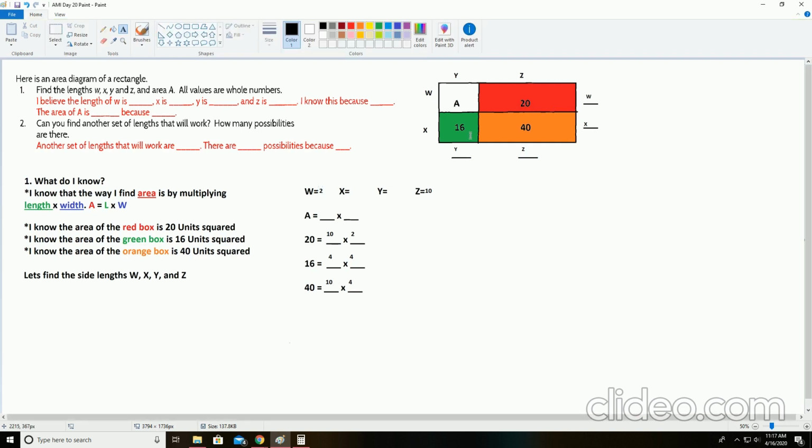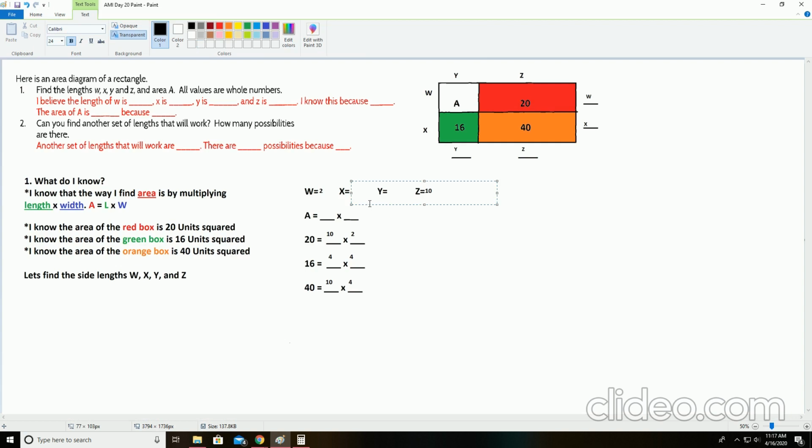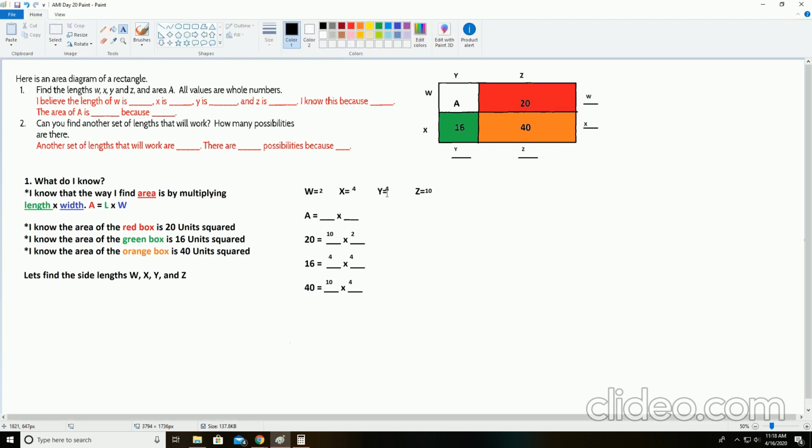So we're going to say W is 2. All right. Now, when we go down here to the green box, we said that we multiplied 4 times 4, the length times the width, to get 16, and 4 times 4 is 16, so that means X and Y would both have to be 4. Okay, it looks like we have all of our numbers.